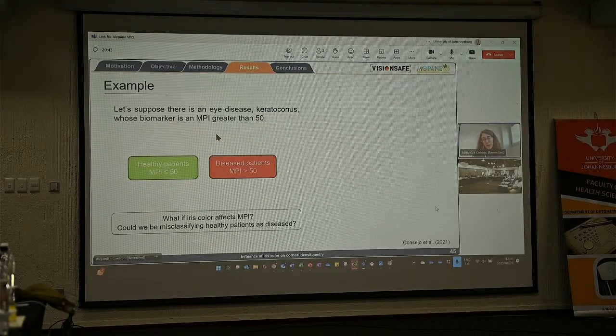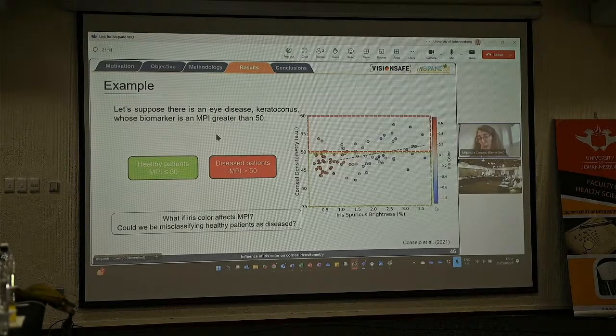And why is this important? Look, here I brought an example because, as I told you, we've been working on this topic for a while, focused on keratoconus. And from a previous paper, we have this data that, for example, when you are surpassing a value of 50 in this corneal densitometry, it might be considered dangerous, like a suspect keratoconus. But look at this graph. So this is exactly the same graph that I was showing in the previous slide.